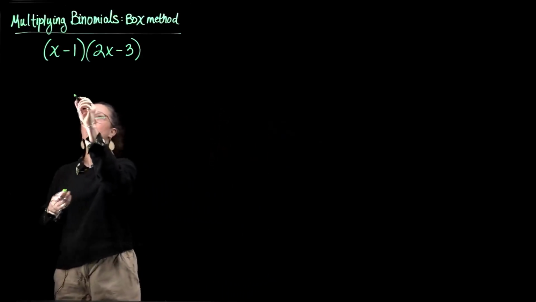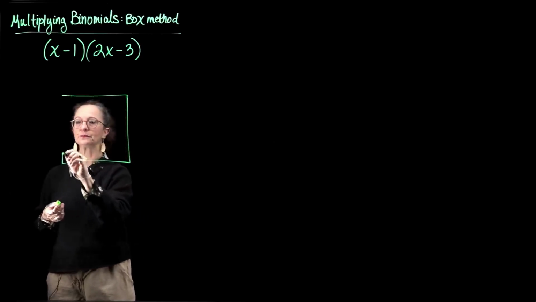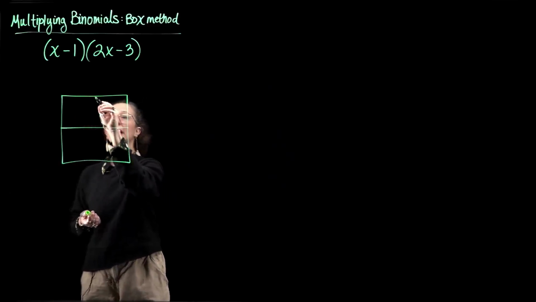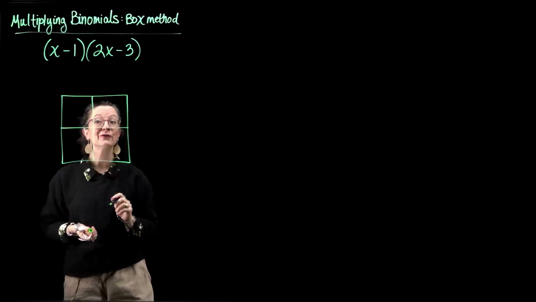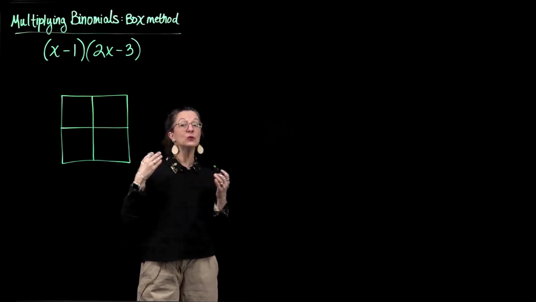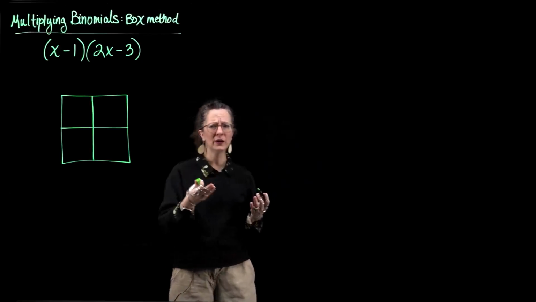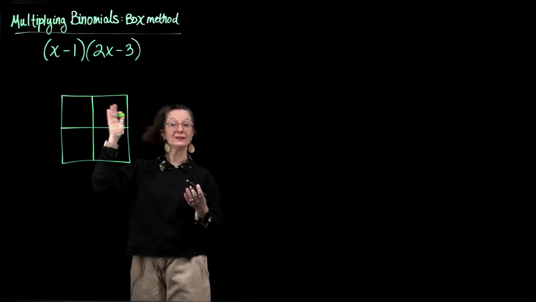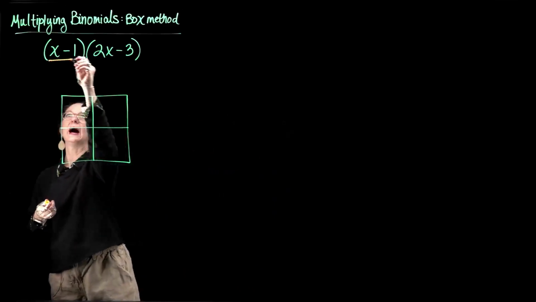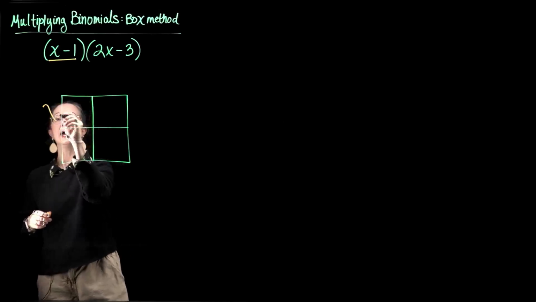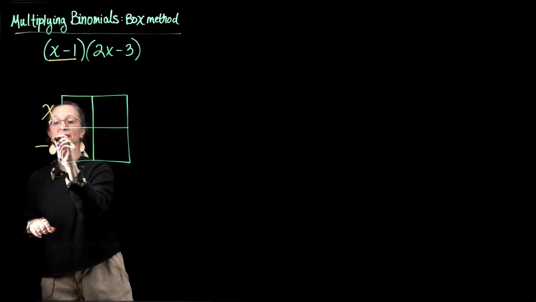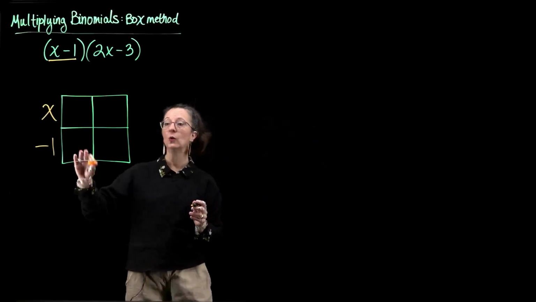So I'm going to start by drawing a square, and then I'm going to divide that square through the middle horizontally and through the middle vertically so that I have 4 equal squares inside my square. I'm going to write each binomial on one side of this on the outside. So on the left side, I'm going to put my x minus 1. I'll do that by writing x next to the top row on the outside and minus 1 next to the bottom row on the outside.